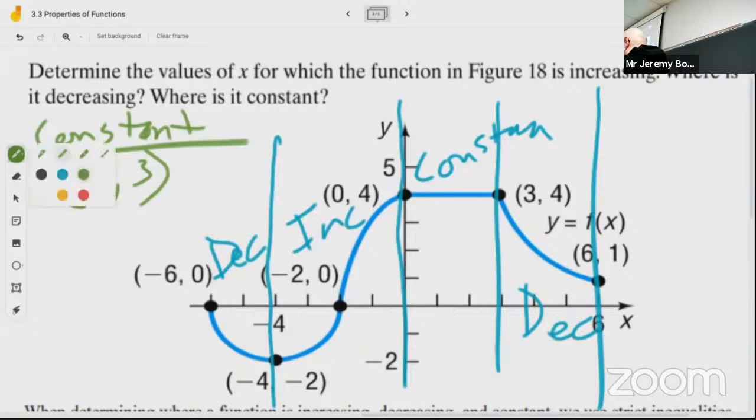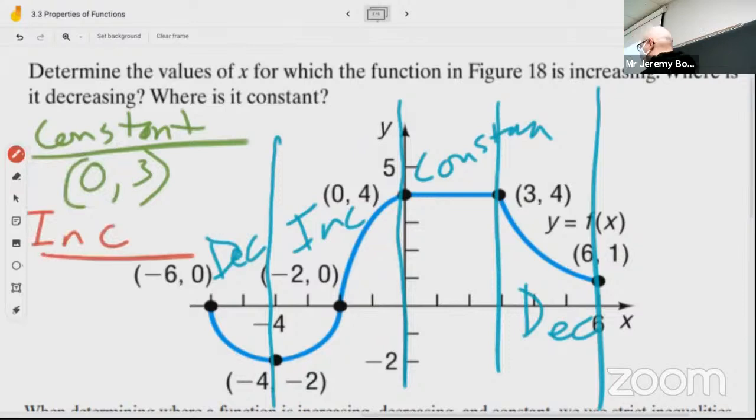And I think it's a little bit more obvious when we start talking about, like, where is it increasing? So what is the interval in which it's increasing? Starts at -4, stops at 0. So that's going to be from -4 to 0. And so, like I was saying, at that point, is it increasing? It's just a point. I don't know. At that point, is it increasing? I don't know. So we'll just put parentheses on it.